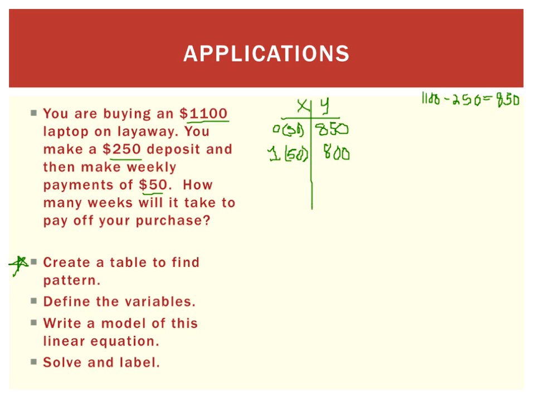Well, then the next week, week 2, I make another $50 payment. And so now I'm down to $750. And I could continue this table. Week 3, payment of $50, down to $700. I could continue this table, or I could look to model this as a linear equation.